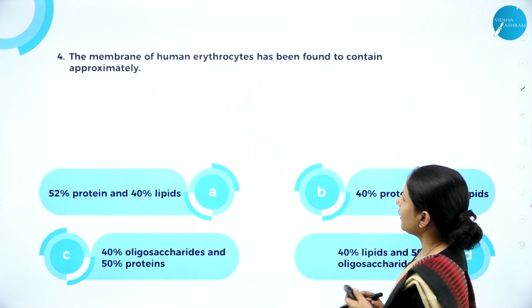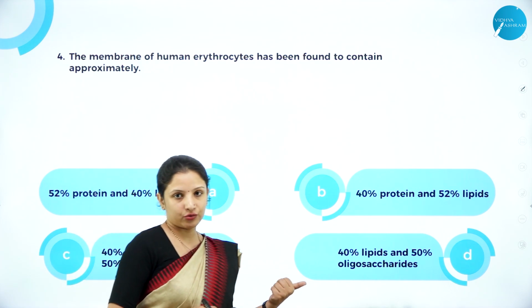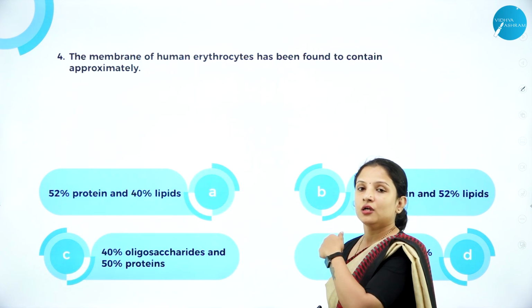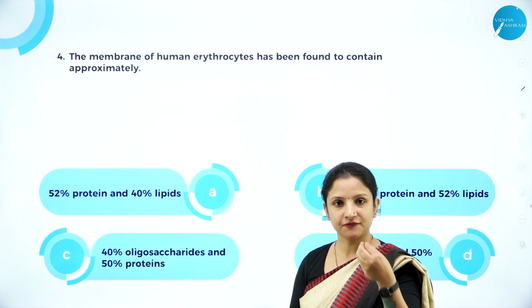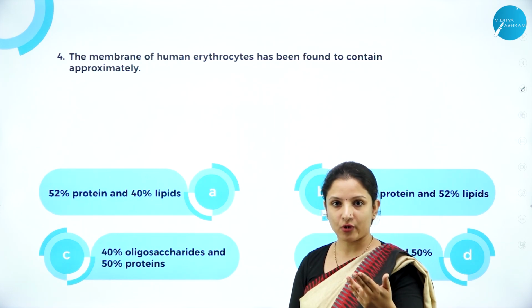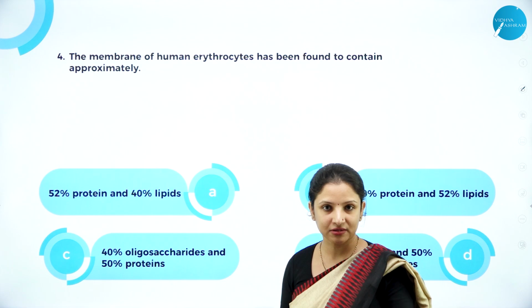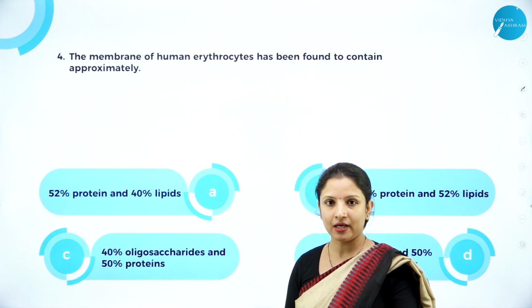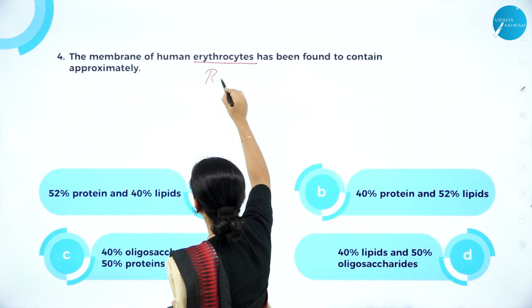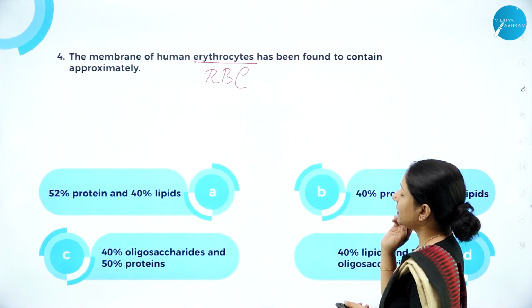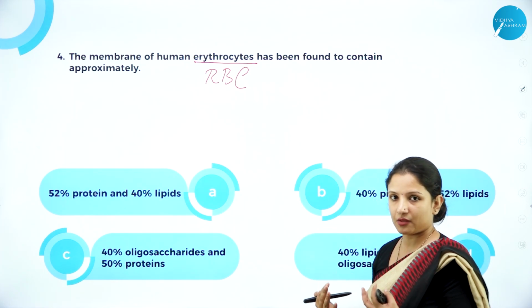Next question. The membrane of human erythrocytes has been found to contain approximately. We had not discussed this in the topic. We learned that the plasma membrane is mainly made up of phospholipids, and also carbohydrates. Do you think the concentration of carbohydrates, proteins, lipids and so on is the same in all organisms? No, the percentage can change. That is what the question is about. Human erythrocytes are nothing but RBCs, red blood cells or red blood corpuscles. The membrane of human erythrocytes has been found to contain approximately how much of what, that we have to see.